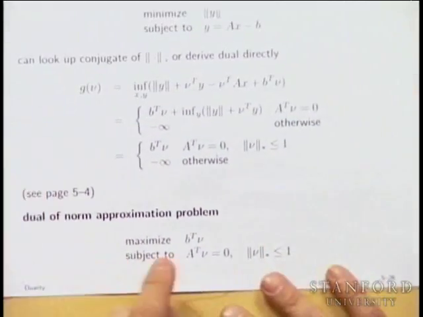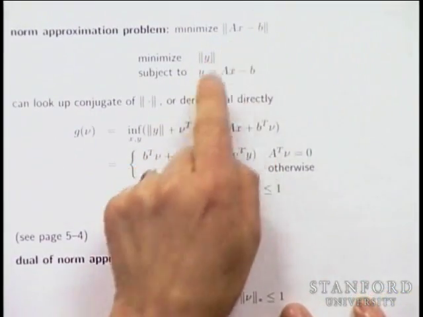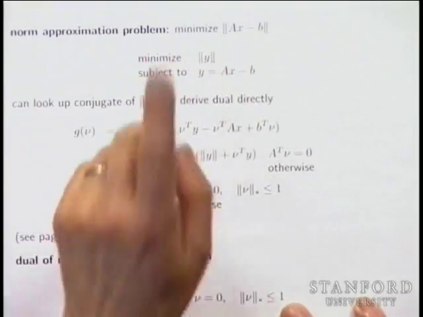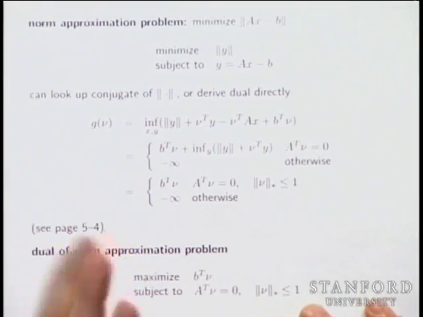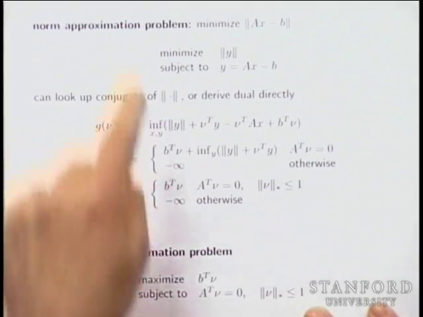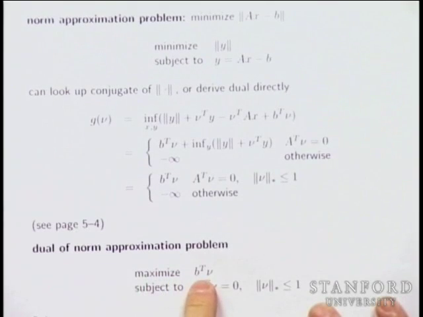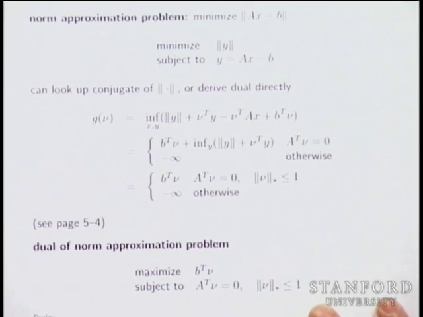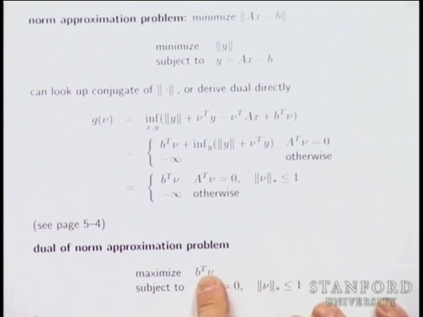But what happens is you end up with the following problem. Now, by the way, this is sort of a Lagrange dual. You can say the Lagrange dual of this and this. This is the Lagrange dual of that. Is this: you maximize b transpose nu, subject to A transpose nu equals 0, and nu in the dual norm is less than 1, in dual norm, sorry. Okay? So this one is useful. It has a huge number of uses, actually, tons and tons of uses. It is not obvious at all.